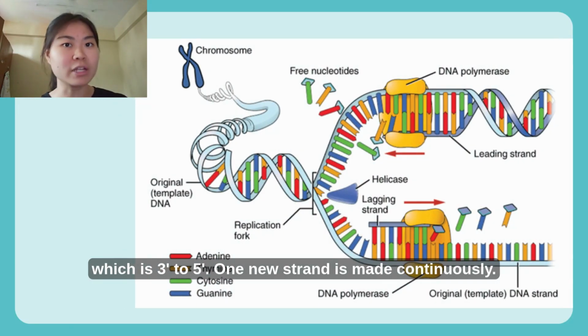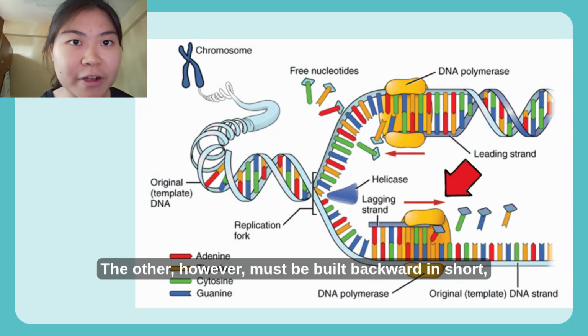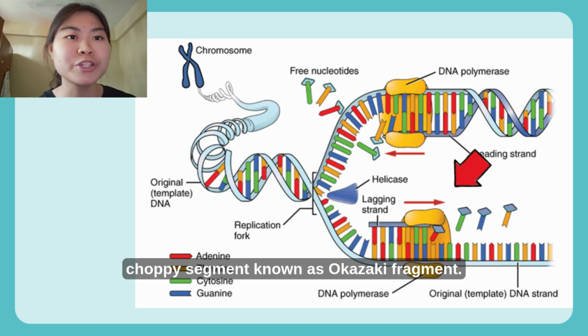One new strand is made continuously. The other, however, must be built backward in short, choppy segments known as Okazaki fragments.